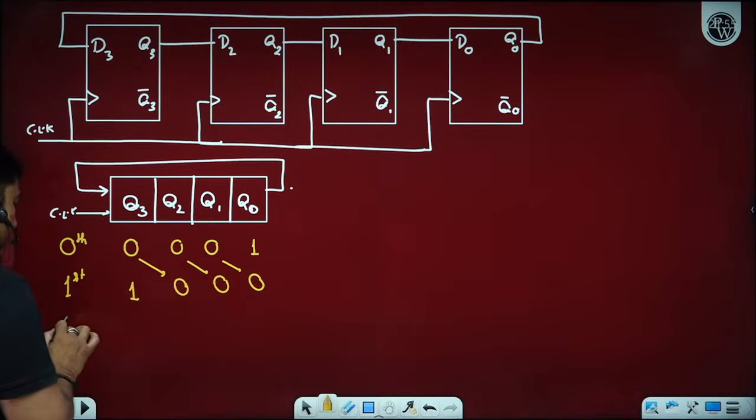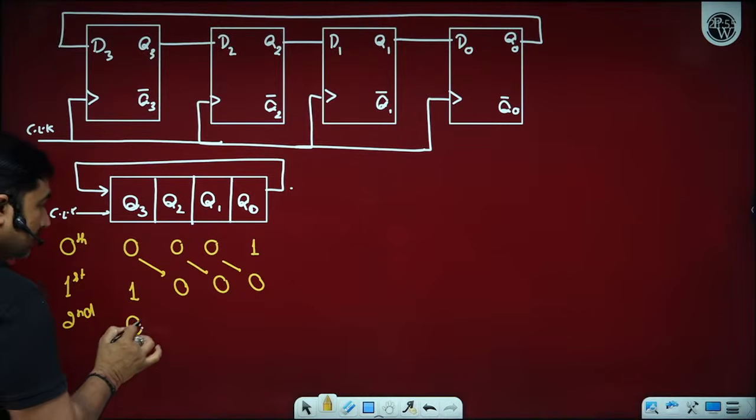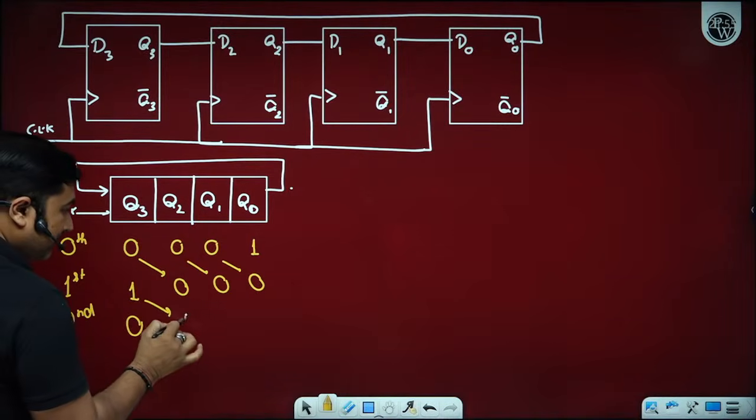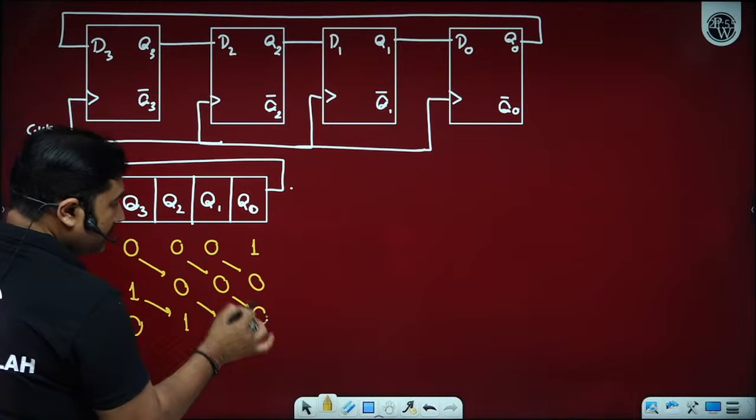In the next clock pulse, what happened? In the next clock pulse, this 0 is shifted here. This 1 is shifted here. This 0 is shifted here. This 0 is shifted here.